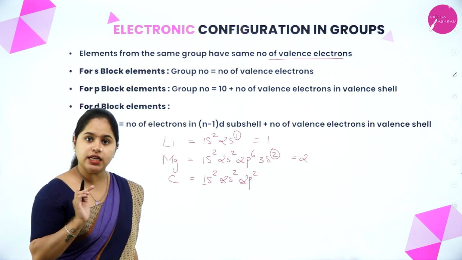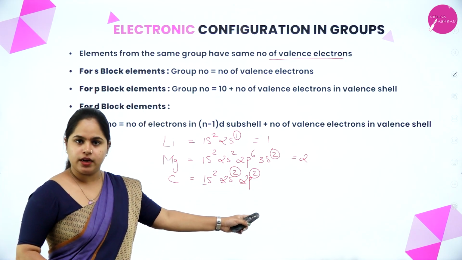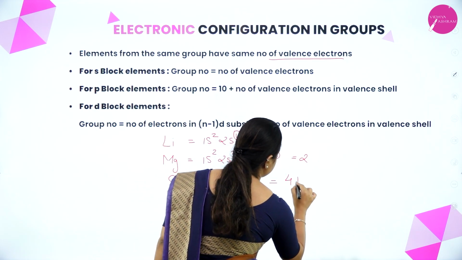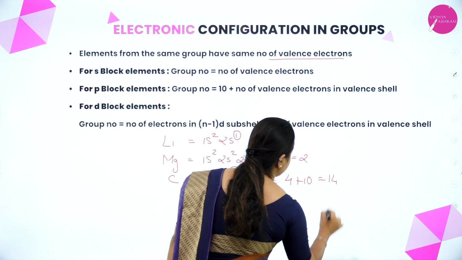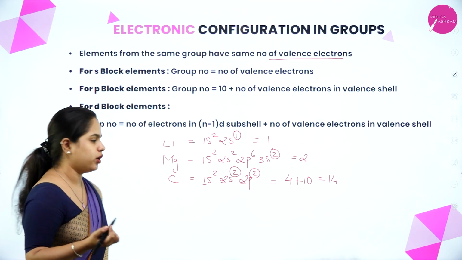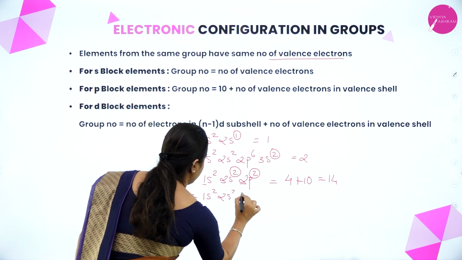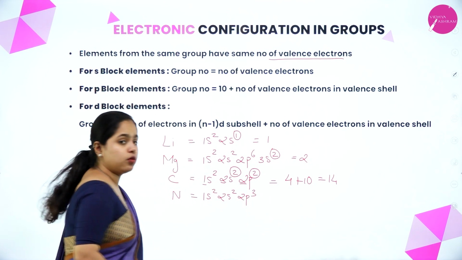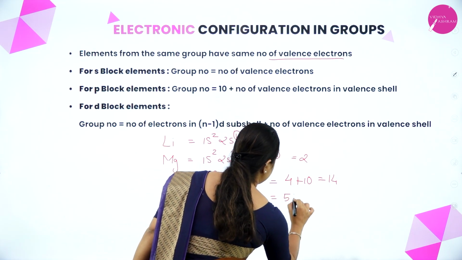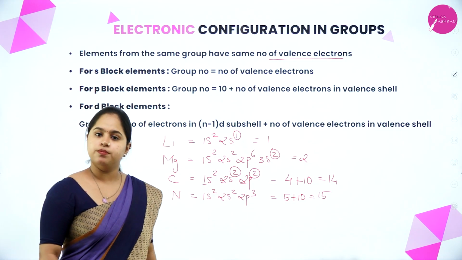How many valence electrons are there? You have to add these two, 2s and 2p, so there are a total of 4 electrons. 4 valence electrons plus 10 gives 14. That means carbon belongs to the 14th group. Let's take one more example, nitrogen. Again, it is 1s2, 2s2 and 2p3. What is the number of valence electrons? It is 5, 3 plus 2. 5 plus 10 gives 15, so nitrogen belongs to the 15th group.